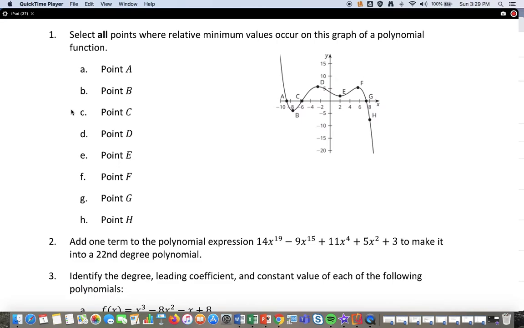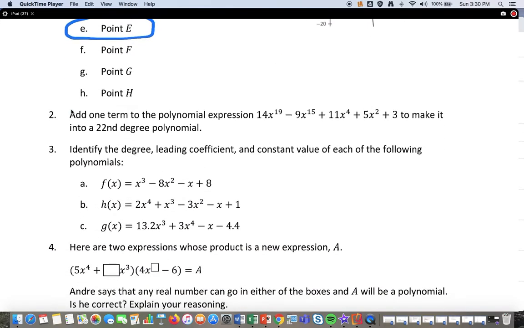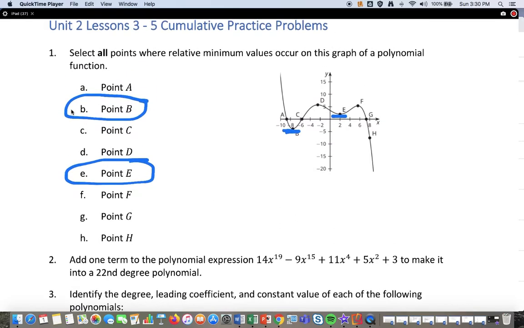Select all points where relative minimum values occur on this graph of a polynomial function. So relative minimum values are those that are minimums relative to the points on either side of them. So it looks like B is a relative minimum on this graph. It's a minimum here. And then also E over here I would consider a relative min, because the graph dips down there. So it's a minimum with respect to the points around it. But that's about it for that one.